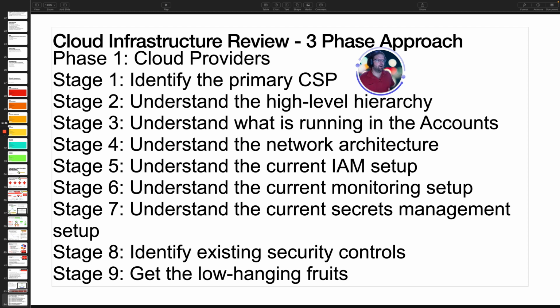So when we move to stage five, we want to understand the current identity access management setup, right? How are authentication and authorization to cloud providers currently set up? For human access, for automated access, are you using a third party provider? So when we can understand those things, we can then start to identify high privileged accounts and how the good standards are enforced on those high privileged accounts.